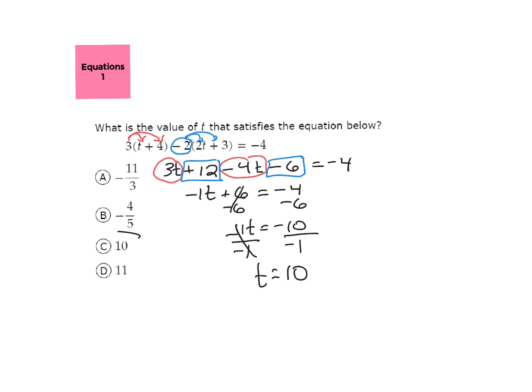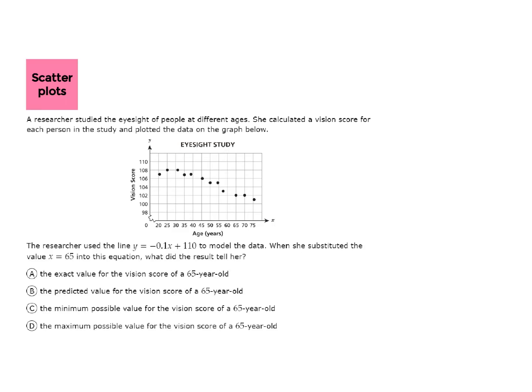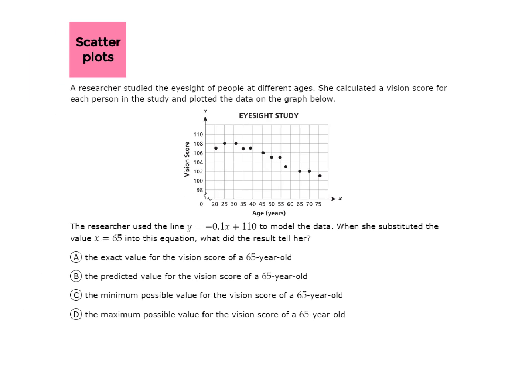So here we go. Our next one, this is scatter plots. A researcher studying eyesight, as you would expect, eyesight is dropping over time. And the researcher used this model, this line, to model the formula. That would be the line of best fit approximately. So when she substitutes 65 into the equation, what would the result tell her? So 65 would be right here.